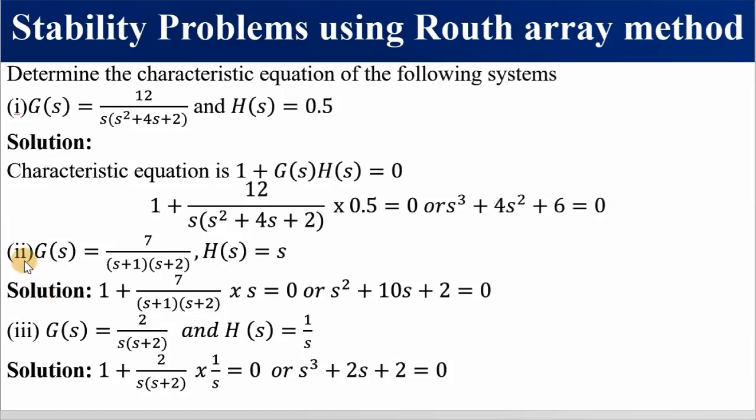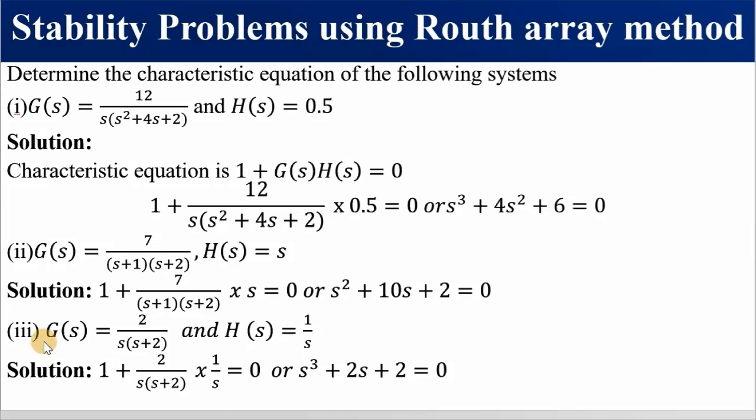Number 2, we are given this is our G of s, this is H(s), and it is equal to s. So we are going to form the characteristic equation according to our question, and so we multiply G of s by s. This is our characteristic equation. So this is correct, or this is also correct. We have only simplified this to get this, but it is also a characteristic equation.